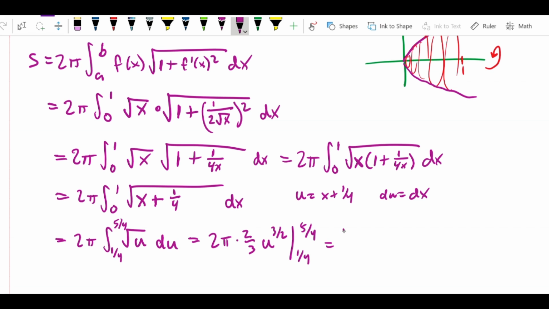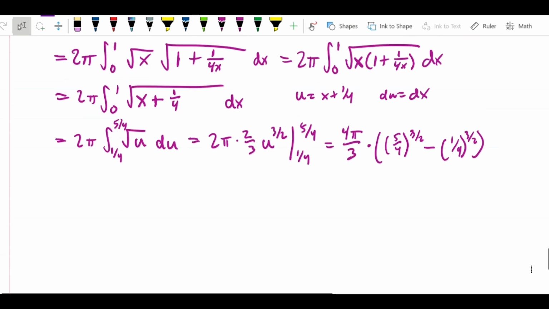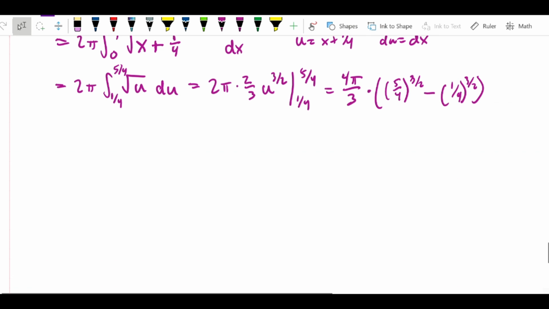So that gives us now 4 pi over 3 times 5/4 to the 3/2 minus 1/4 to the 3/2. So simplify this. The thing to recognize here is that 4 is a perfect square, so it's going to be fairly easy to find 4 to the 3/2. 4 to the 3/2 is 8.